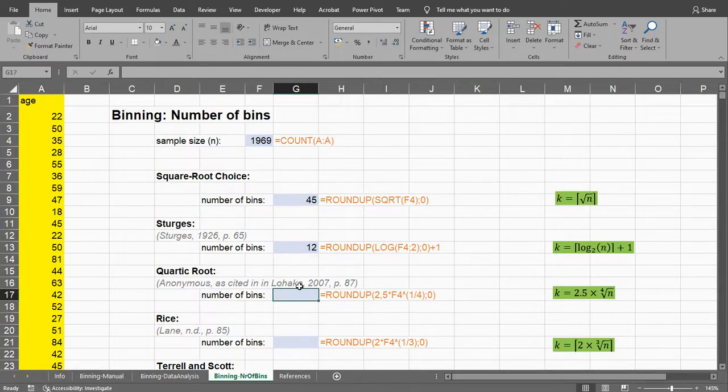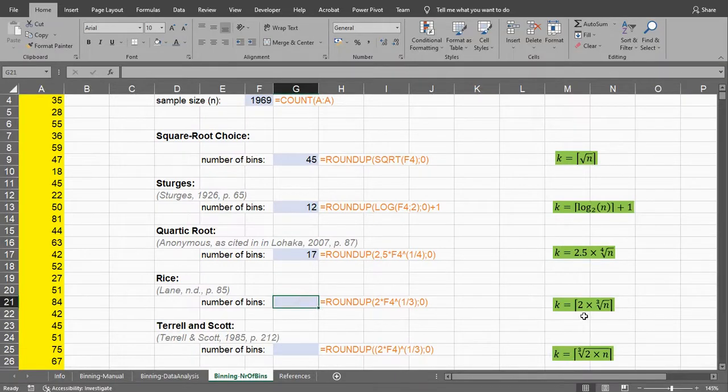The quartic root was cited in Lohaka, who did a whole dissertation on this topic. It's 2.5 times the quartic root of n. Of course, we're going to round up again. Now Excel doesn't have a quartic root function, but a quartic root is the same as something to the power of a quarter, so we can use the sample size to the power of a quarter, 0.25 if you will, and then we don't want to see any decimals. Close it and we get 17.